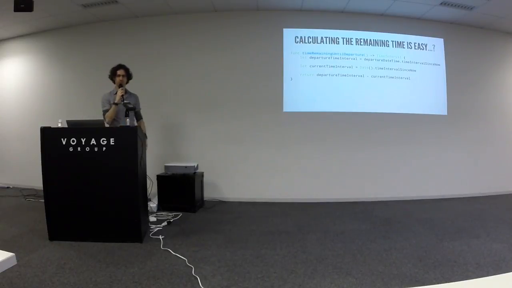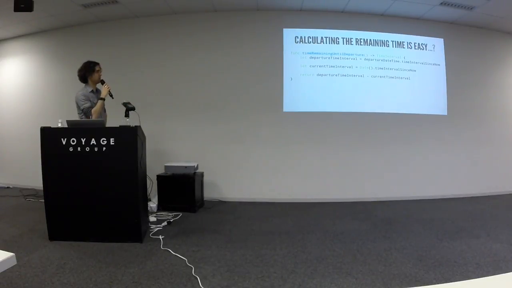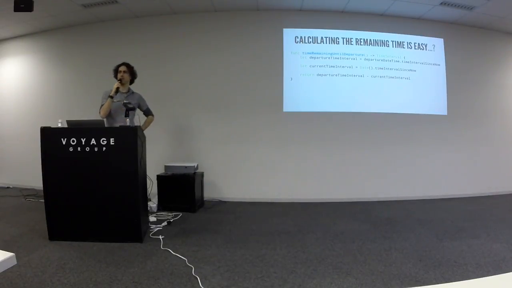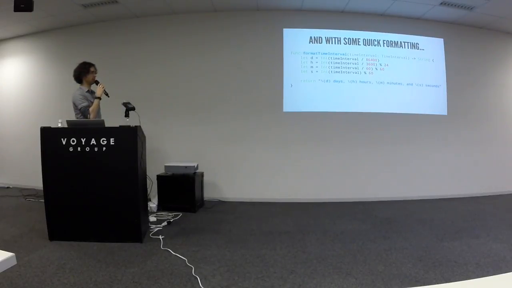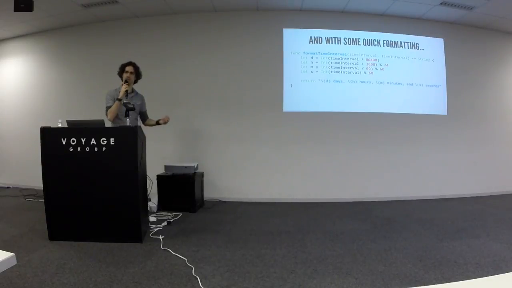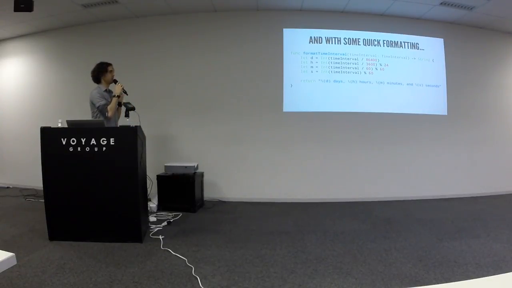And now we just need to calculate the remaining time before our departure. And this is going to be a method that returns a time interval, number of seconds, and we can grab the time interval for the departure time, and we can grab the time interval for the current date. So the date constructor gives us the current date and time, and then we can just do some math and subtraction. Be easy, right? Add some formatting so that we can output this and see how much time we have left. Days, hours, minutes, and seconds. Simple method that just takes a time interval and spits out this information for us.